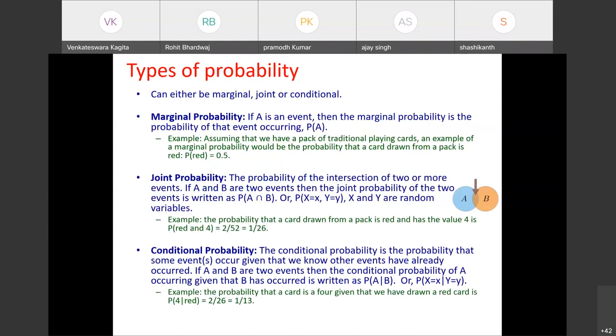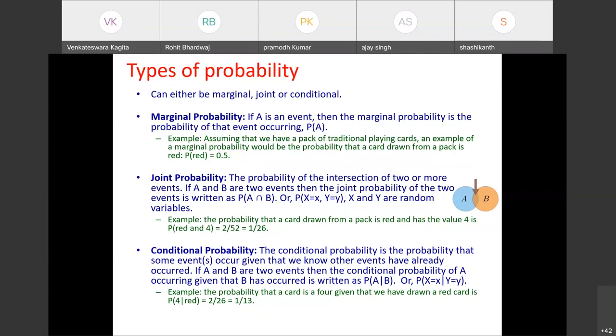There are different types of probability. Probability can be marginal probability, joint probability, or conditional probability. Let's have a look at them one by one. What is marginal probability? If A is an event, then the marginal probability is the probability of that event occurring, irrespective of the other things. For example, assume that we have a pack of cards. If you randomly pick up one card, what is the probability that it is red?